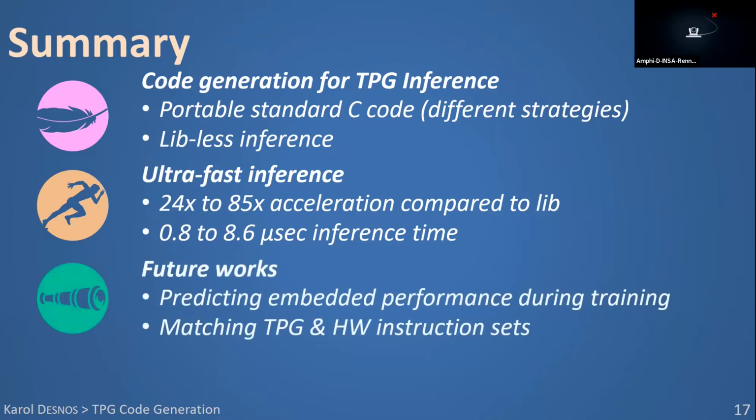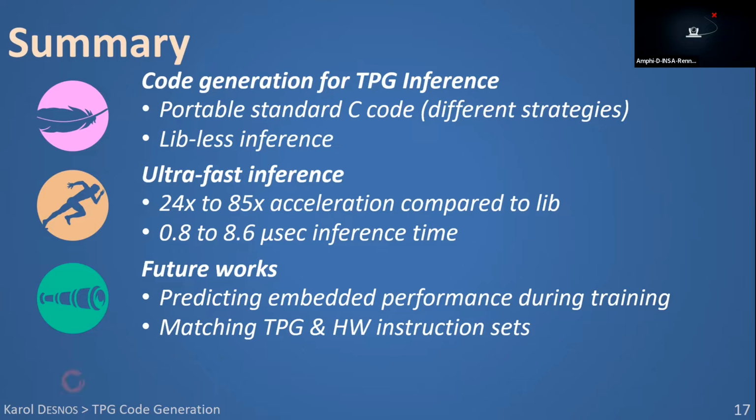Future work, as I said: we would like to use information from the profiling of the generated C code to have a timing-aware training process. We would also like to find the best instruction set for training a TPG for a given architecture. For example, we could select a RISC-V architecture and train the TPG to match the RISC-V instruction set.